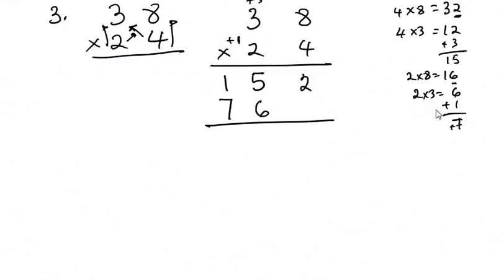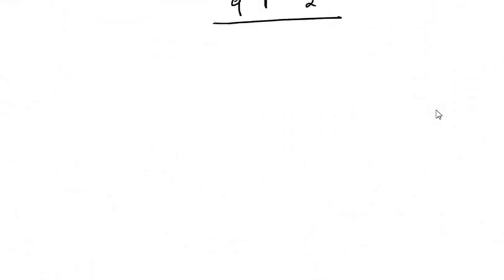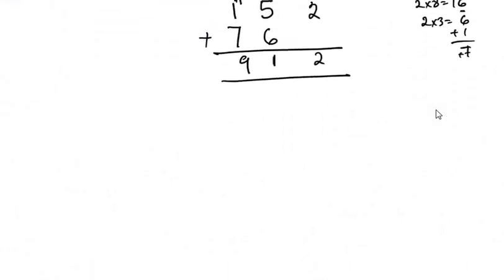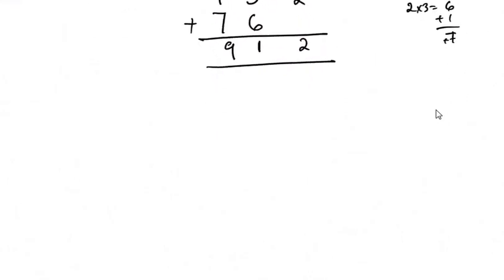And if we add together, 2 plus 0 gives us 2. And 5 plus 6 is 11. We carry plus 1. And then 2 plus 7 will give us 9. So our final answer will be 912. Let's see. We want to catch up with time and do one more.